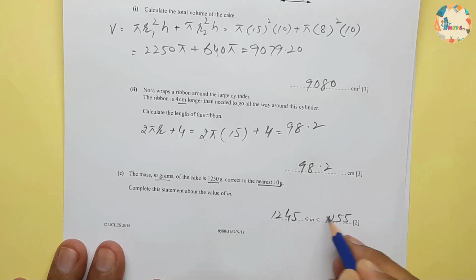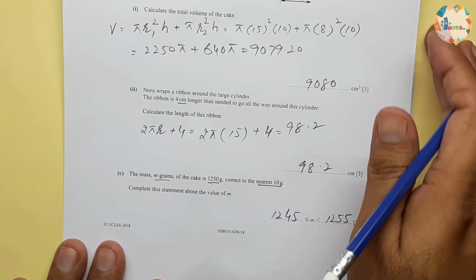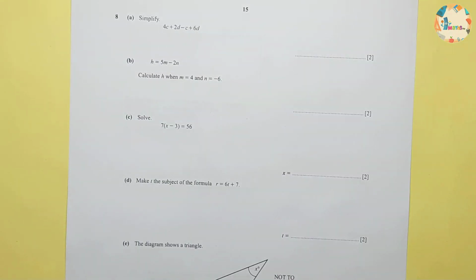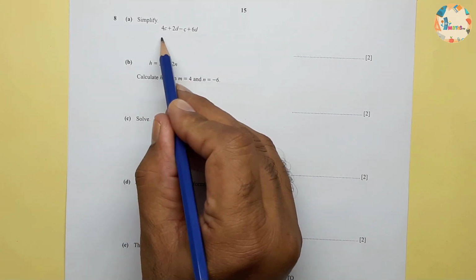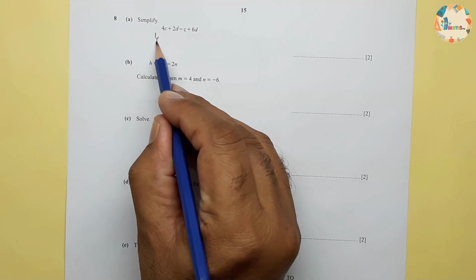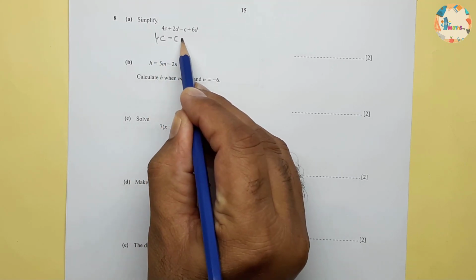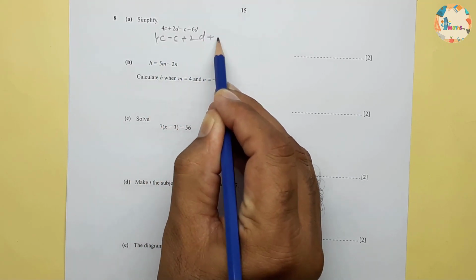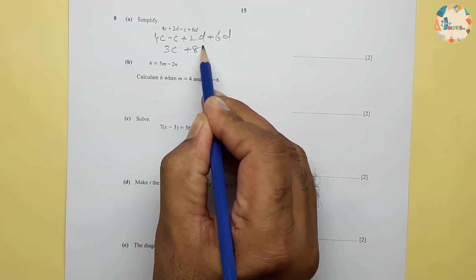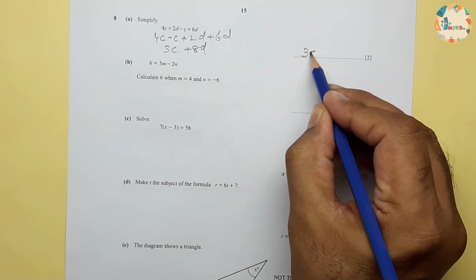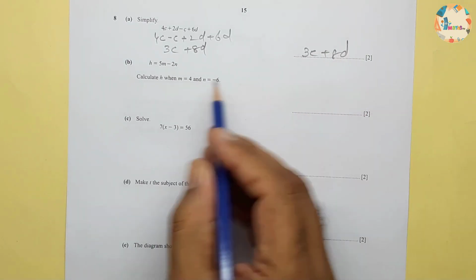And keep in mind, we cannot switch these values, we'll have to write them in sequence. Then comes question number 8, simplify. We have to simplify this given expression. So 4c minus c, we can arrange them, 4c minus c and plus 2d plus 6d. So this will be 3c plus 8d. So we can write here 3c plus 8d as our answer.